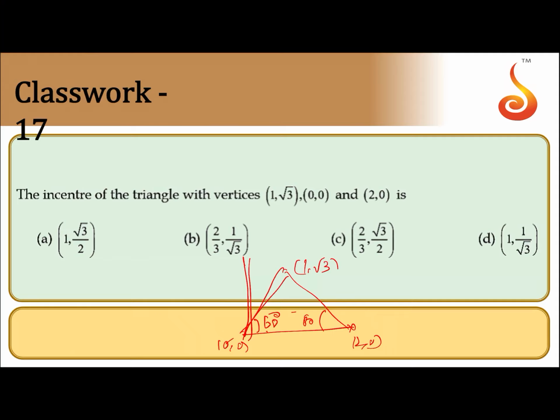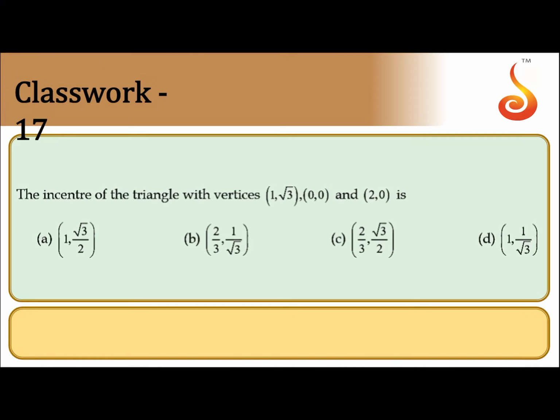Definitely it is an equilateral triangle. Therefore, the incenter coincides with the centroid. What is the centroid? (x1 plus x2 plus x3) by 3. 3 by 3 is 1, and root 3 by 3 is 1 by root 3. So the answer is D. Therefore, the incenter of the triangle is the same as the centroid of the triangle. So the answer is (1, 1 by root 3).